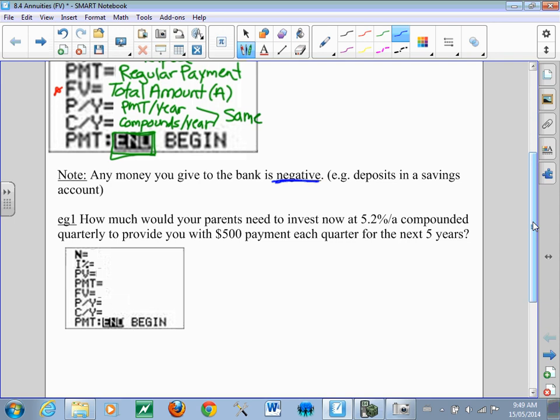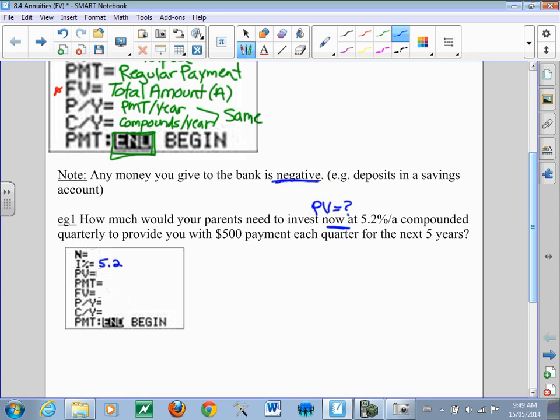But let's take a look at example 1. How much would your parents need to invest now? So what are we looking at finding? Now is what? Present value. So, let me fix that up. Okay, so that's what we're trying to find. Present value equals question mark. At 5.2% compounded quarterly. So let's put the 5.2% in.